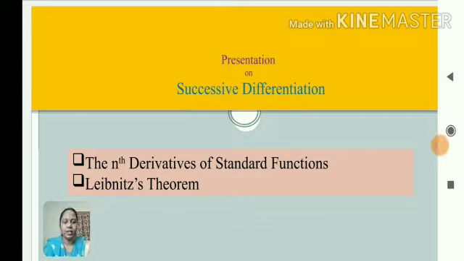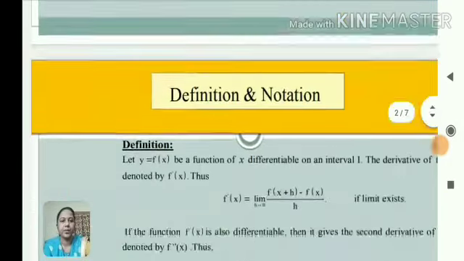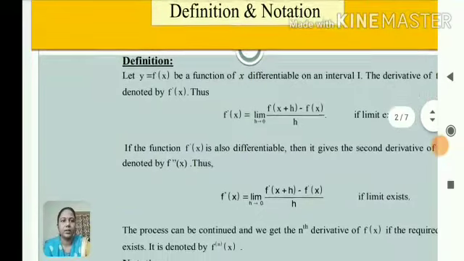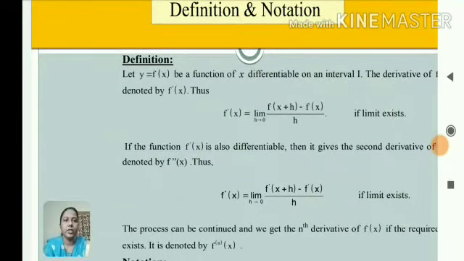I am Dr. Rajeshree. In our today's presentation, we'll see the nth derivatives of standard functions and then the Leibniz theorem. First of all, definition and notation we'll see. Definition: let y equals f of x be a function of x differentiable on an interval I.